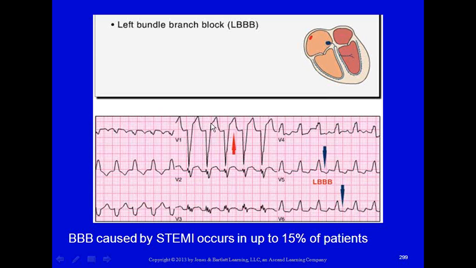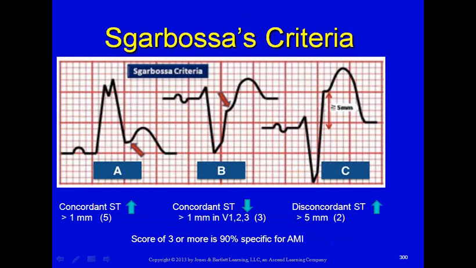That would be a left bundle branch block. And when you have a bundle branch block, particularly if it's new, it's caused by a STEMI in up to 15% of the patients. So it is suspicious for STEMI. But not all bundle branches are caused by STEMI.